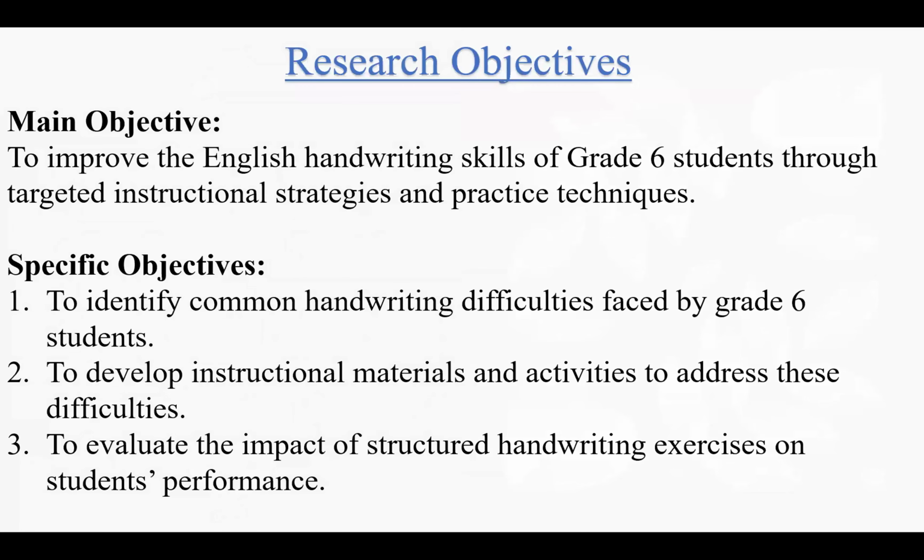We will move to the next slide. Here, the research objective. The main objective is to improve the English handwriting skills of grade 6 students through targeted instructional strategies and practice techniques. Under that, I have created some specific objectives. First one is to identify common handwriting difficulties faced by grade 6 students. Second one is to develop instructional materials and activities to address these difficulties. Third one, to evaluate the impact of structured handwriting exercises on students' performance. We will move to the next slide.